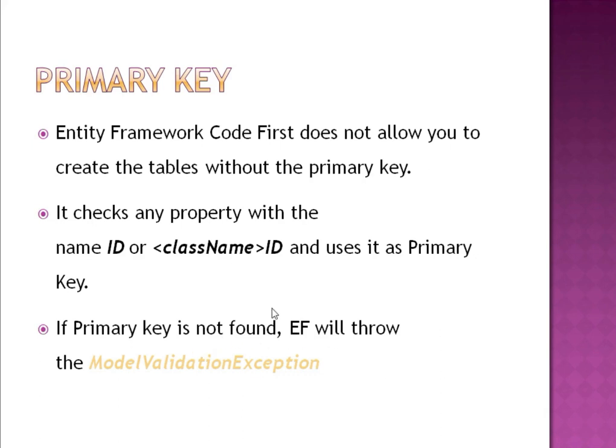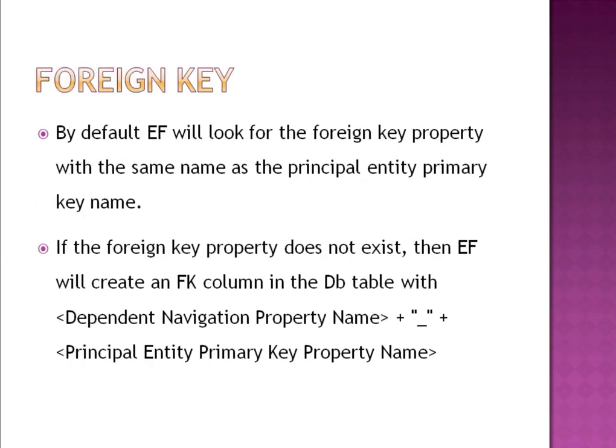Now, how do you define a property that will be considered as the primary key in Entity Framework? You can either specify a property with the name Id, or with the class name followed by Id. You have to replace the class name here. Again, taking the example of a Customer class, your primary key will be either Id or CustomerId. And again, if a primary key is not found, Entity Framework will throw the model validation exception. So remember this.